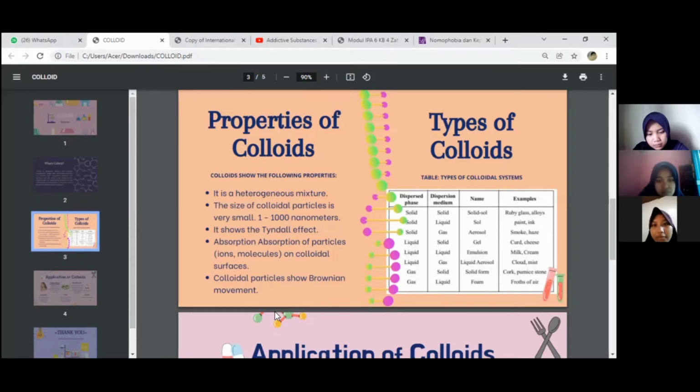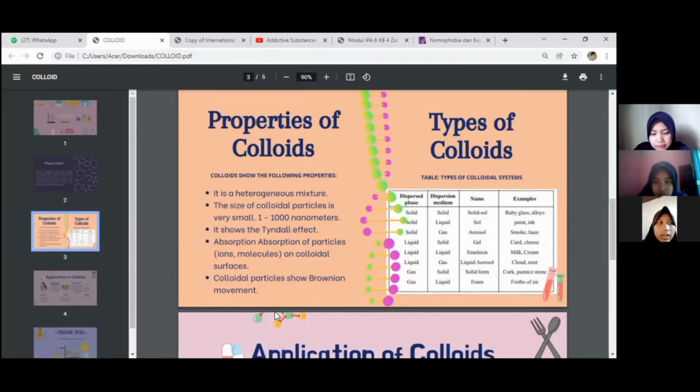And next is types of colloids. I think it will be clearer about colloids. Colloids consist of a dispersed phase and a dispersion medium. For the first example, the dispersed phase is solid and the dispersion medium is also solid. The name in this example is solid sol. The examples are ruby glass and alloys, which are in a solid state.